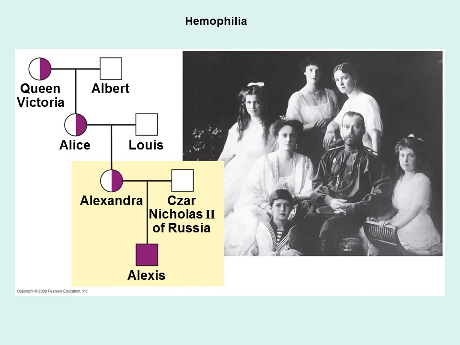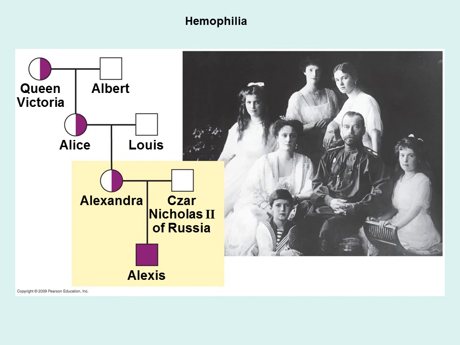If you start by looking at the bottom, Alexis, this is going through the royal family of Europe. First let me back up and say circles are females, squares are males. If it's colored in, that means they have whatever disorder you are talking about, in this case, hemophilia. So Alexis, who is the son of Alexandria and the Tsar Nicholas of Russia, did have hemophilia. As I said, it is an X-linked recessive trait, which means he had to get it from his mother, Alexandria. Did she have hemophilia? No, she did not.